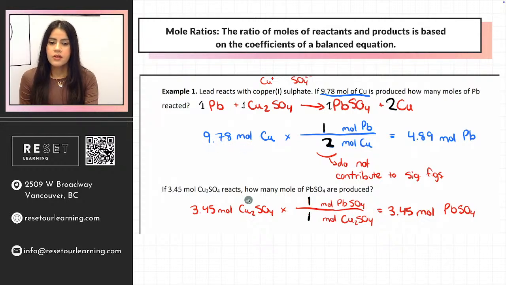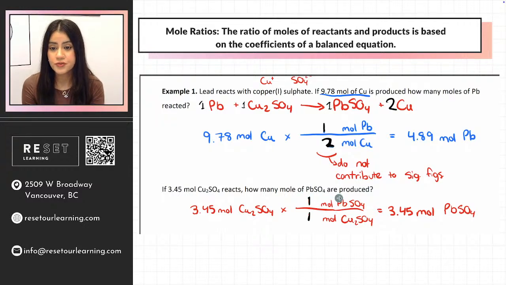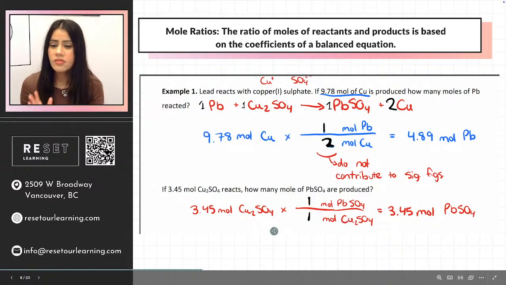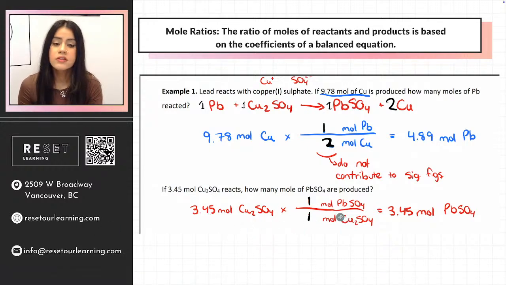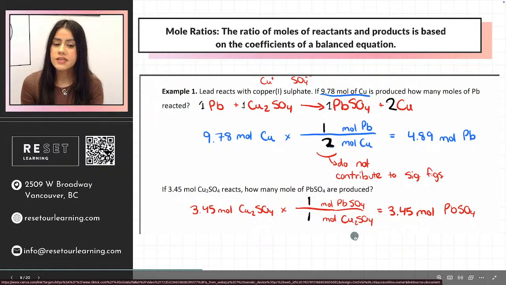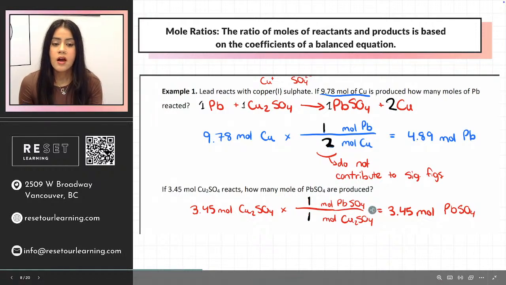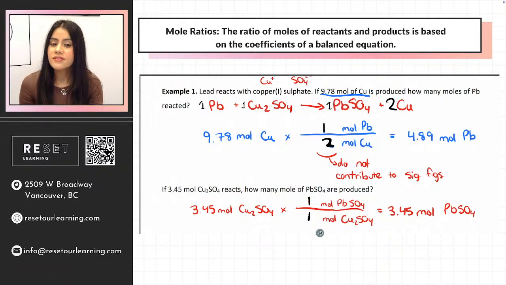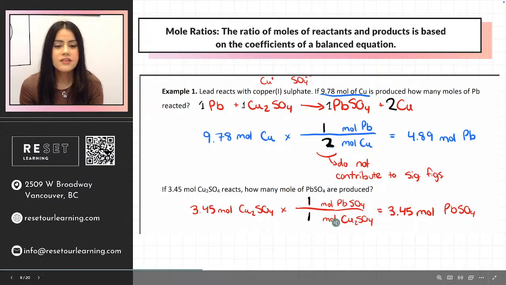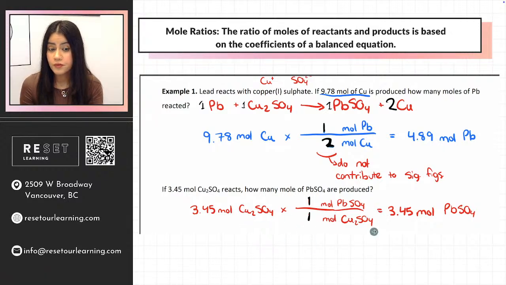Okay, let's look at one more example. If 3.45 moles of copper sulfate reacts, how many moles of lead sulfate are produced? Again, our given goes on the left side of our fraction. Whatever we're trying to find is our desired, and it goes on the top. And then whatever we're trying to cancel out, which is basically the given, goes on the bottom of the fraction.